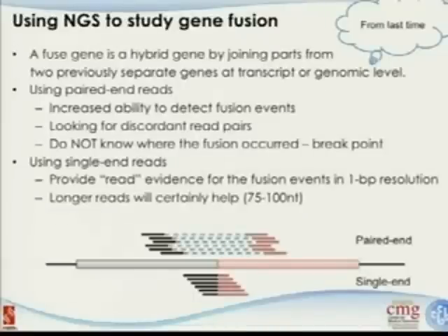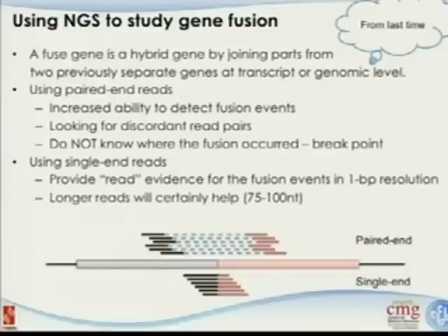And after talking about alternative splicing, we also mentioned using next-generation sequencing to study gene fusion. This is another major area of RNA sequencing experiments. So a fused gene is a hybridized gene formed by joining parts from two previously separated genes at the transcript or genomic level. So basically, there are two genes that are not supposed to be together. They are separated very far apart, or sometimes in different chromosomes. But for some reason, at the genomic level, they are connected with each other. So when you do the transcription, they are fused together.